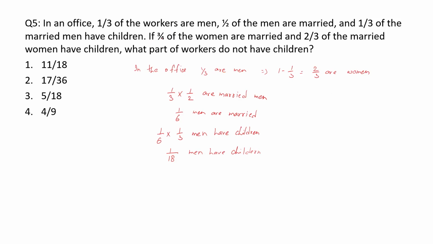What they are saying: 3/4 of the women are married. So total women were 2/3. Now 3/4 of 2/3 are married women. So how much are married? 3 will get cancelled with this, and this will get cancelled with this. So half of the women are married.